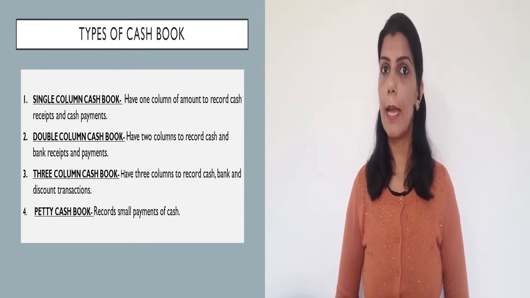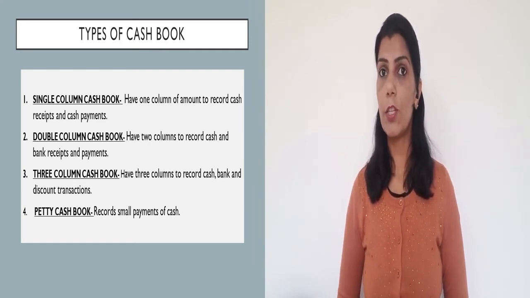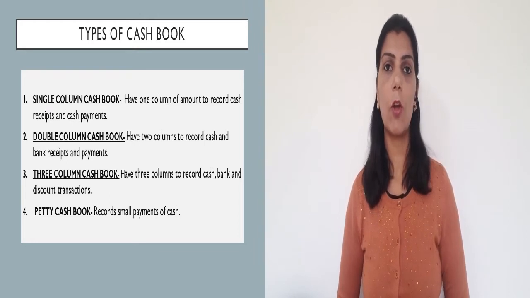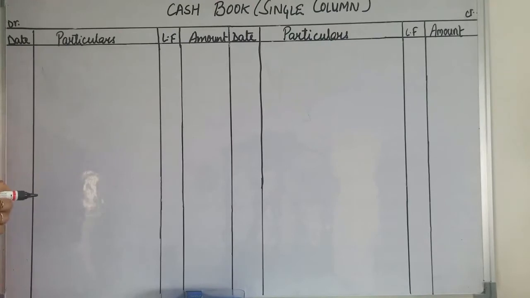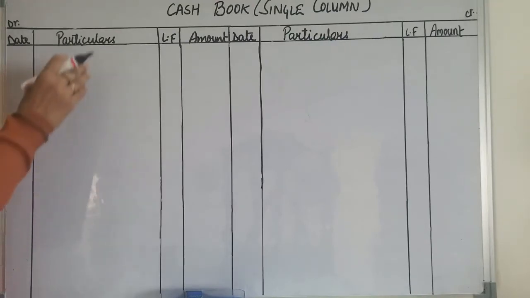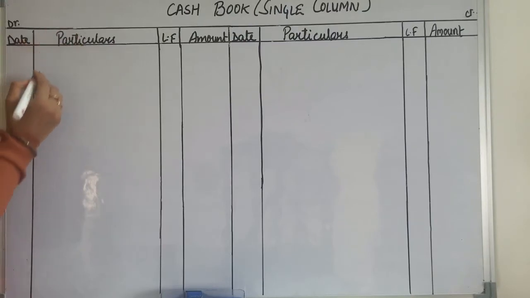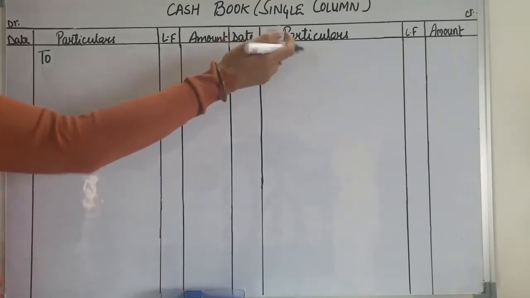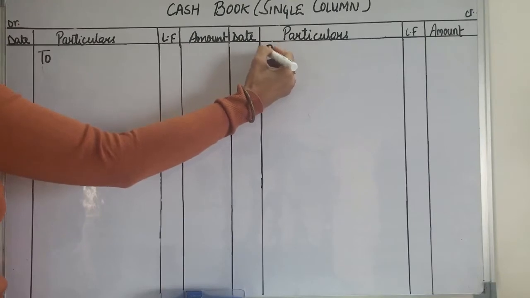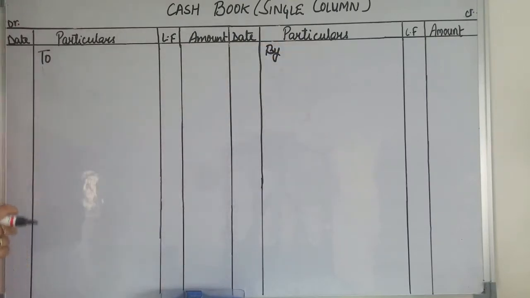Or when a cash book is prepared or maintained by a business, cash account in ledger is not required to be maintained or prepared by the business. Now, as I said earlier, cash book is maintained just like a ledger account. All the receipts of cash will be recorded on the debit side of the cash book with the word "To" as prefix. And all the payments of cash will be recorded on the credit side of the cash book with the word "By" as prefix. And it will be balanced just like a ledger account.